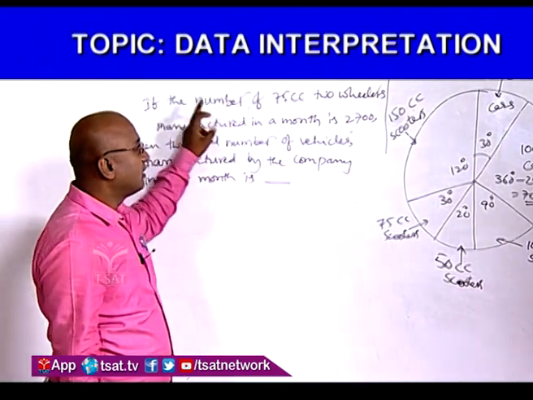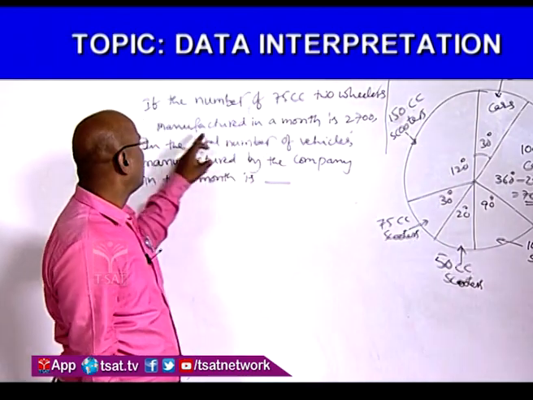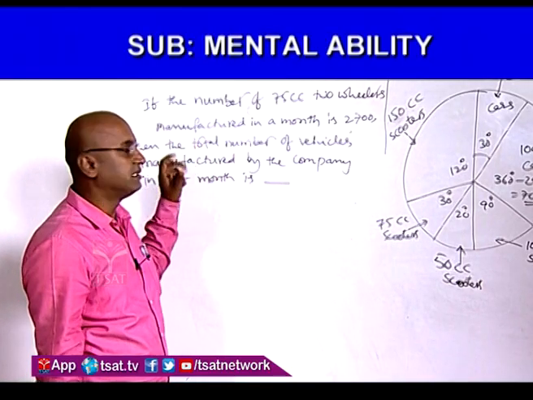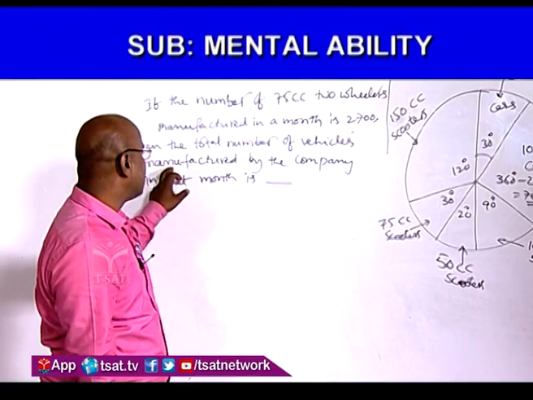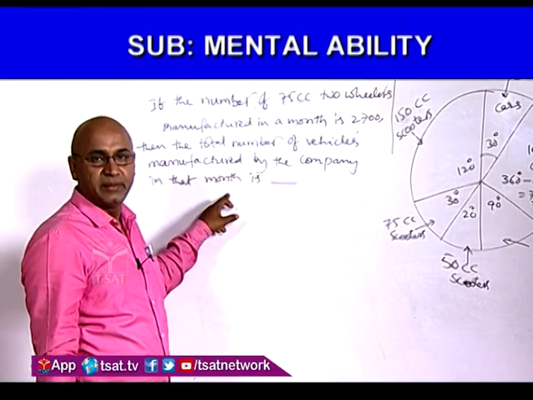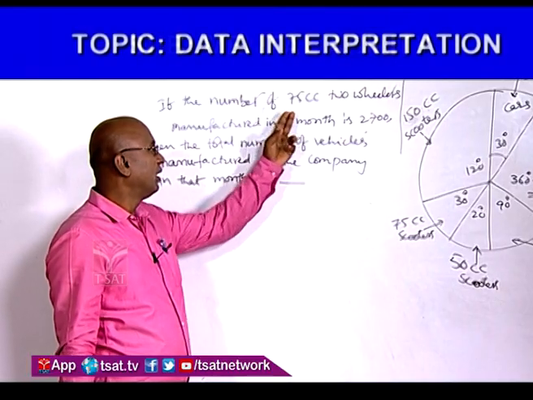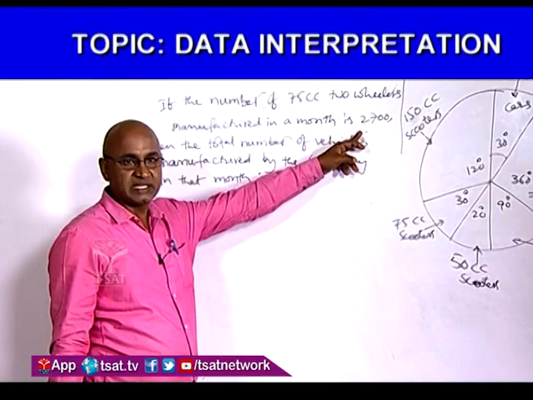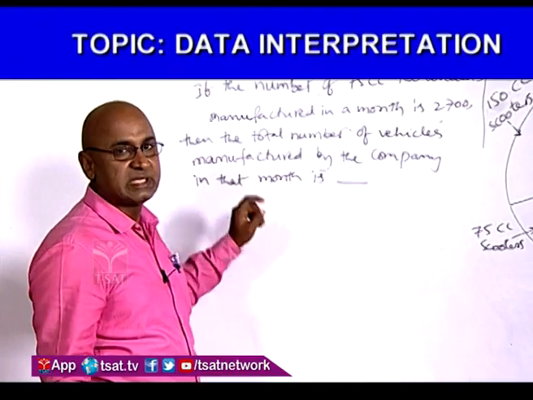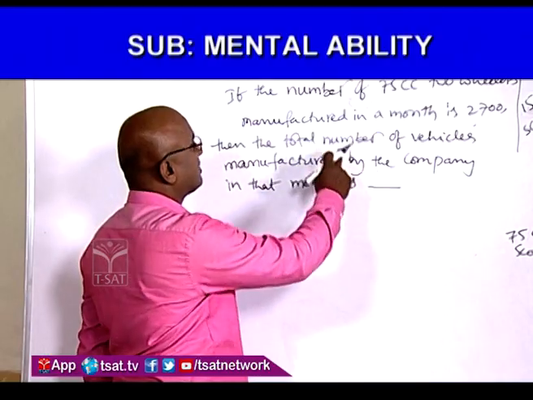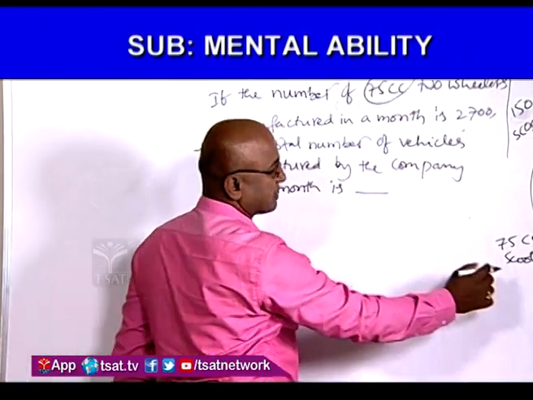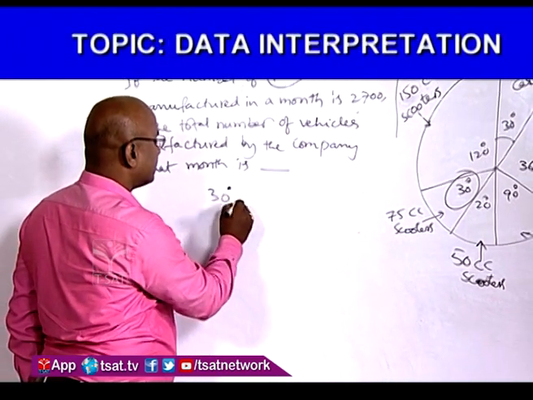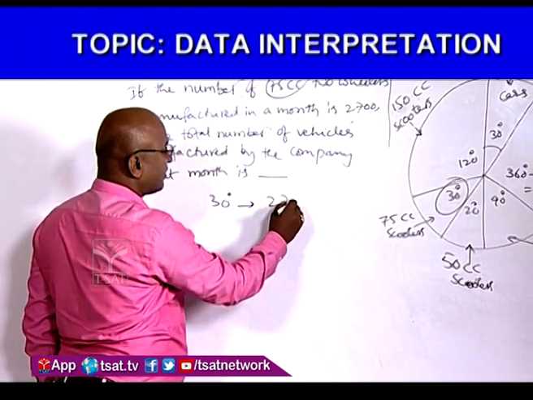If the number of 75cc two-wheelers manufactured in a month is 2,700, then the total number of vehicles manufactured by the company in the same month is... So what is the 2,700? It is 75cc two-wheelers. So 75cc two-wheelers is 30 degrees. So 30 degrees corresponds to 2700.